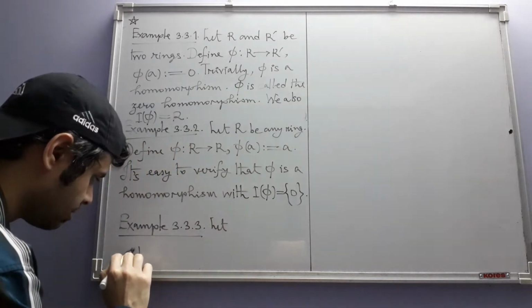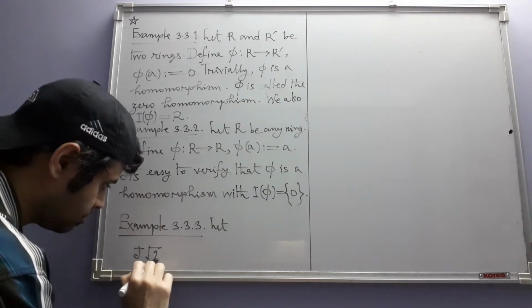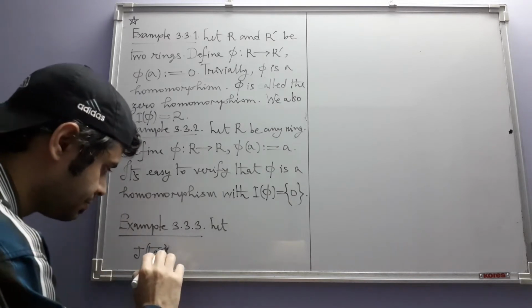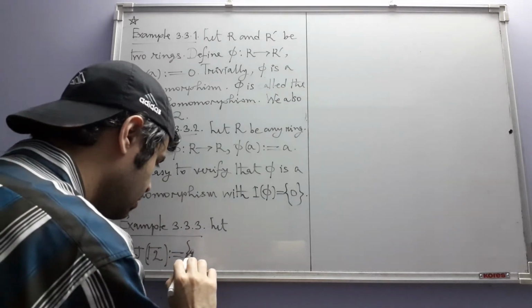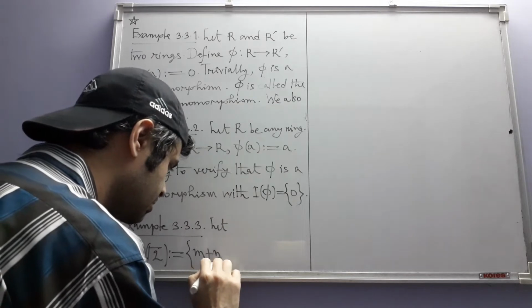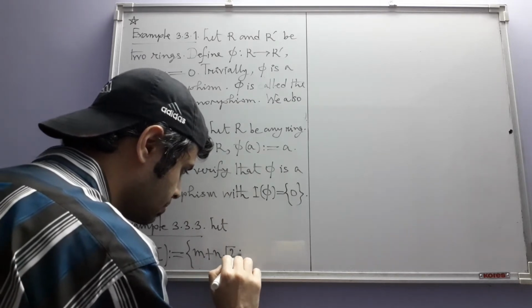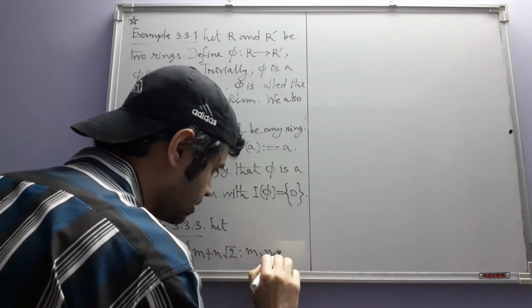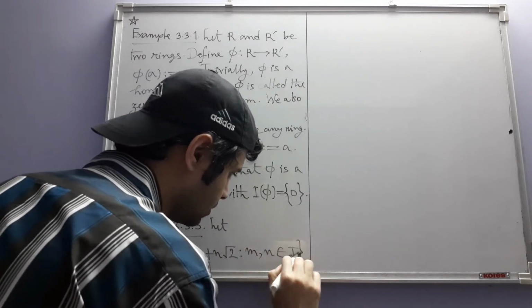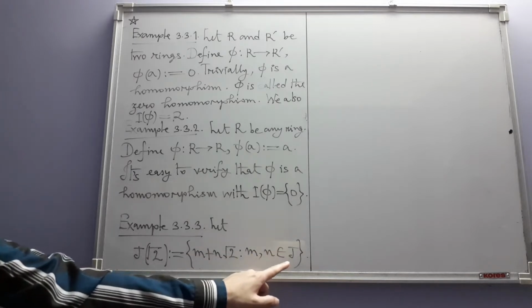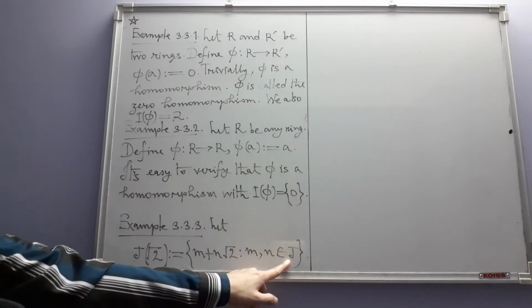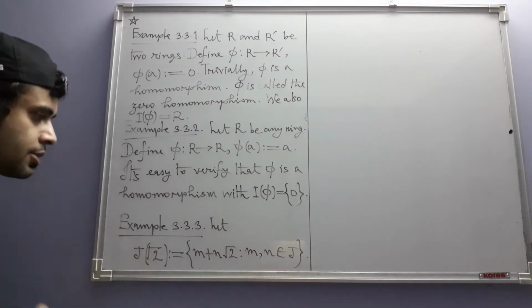Let me write it here. J root 2, this is a symbol, be the set of all real numbers of this form where m and n are in the set J. Recall that by capital J we are denoting the set of integers. In Herstein's book, this is what the set of integers looks like. That's what denotes the set of integers.